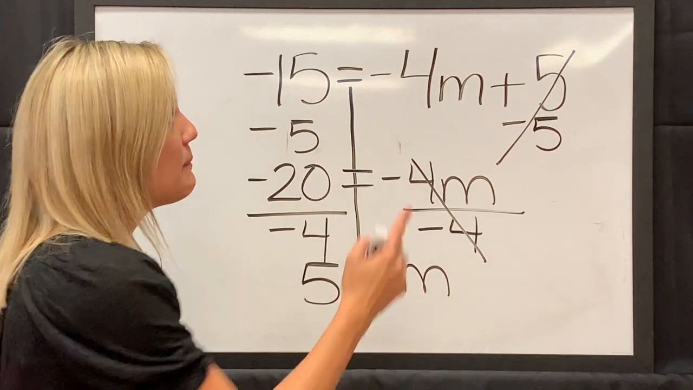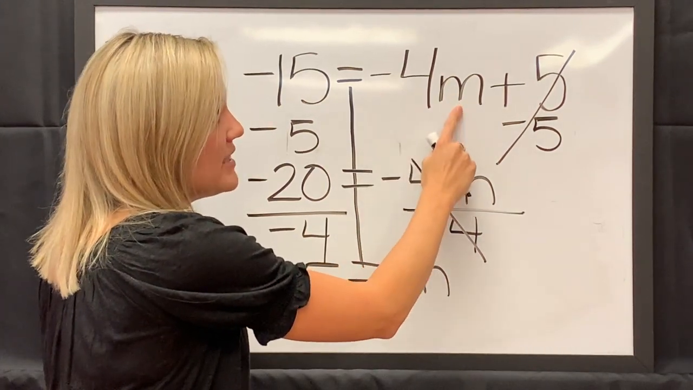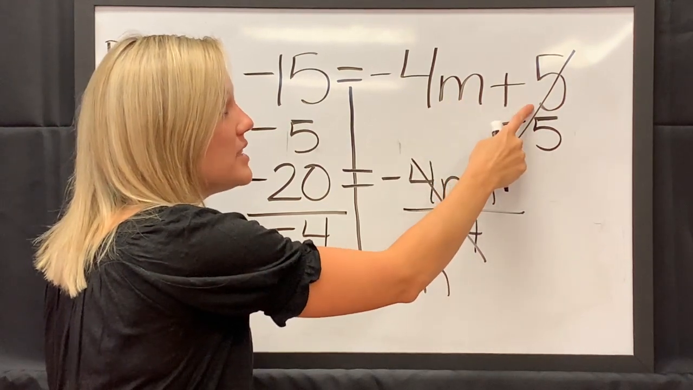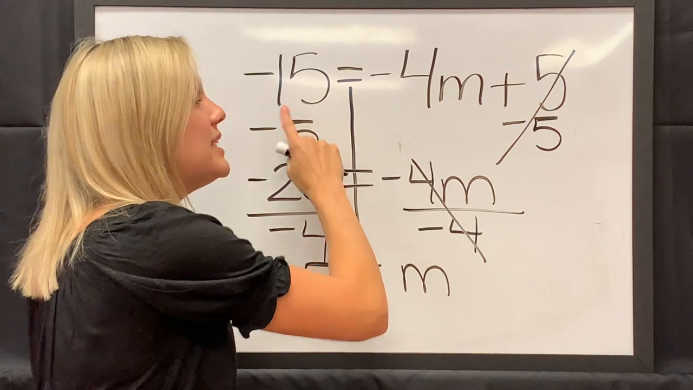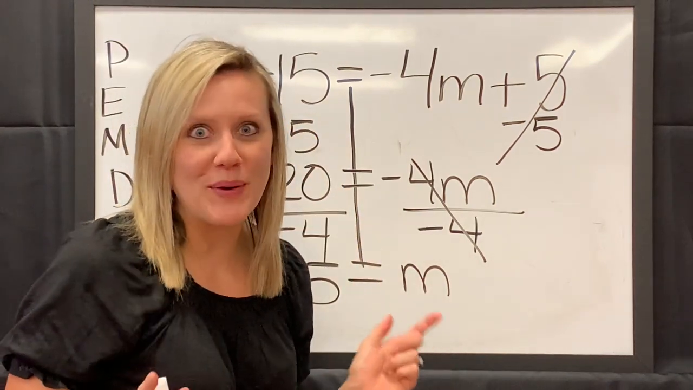Now, if I were to check my work, I'd plug it in here. Negative 4 times 5 is negative 20, and negative 20 plus a positive 5 would still leave me in debt, negative 15. Let's keep going.